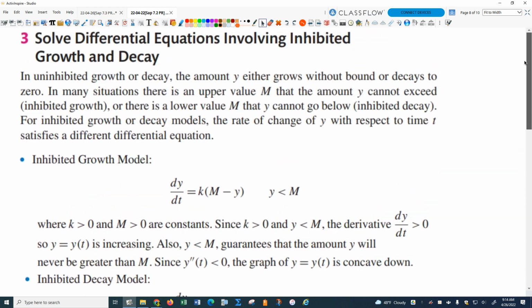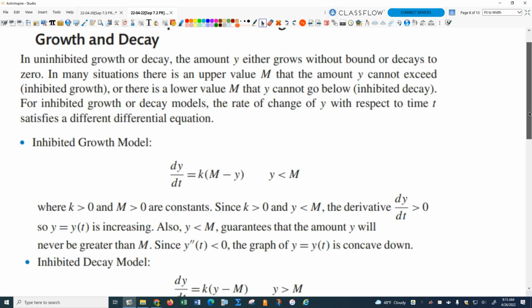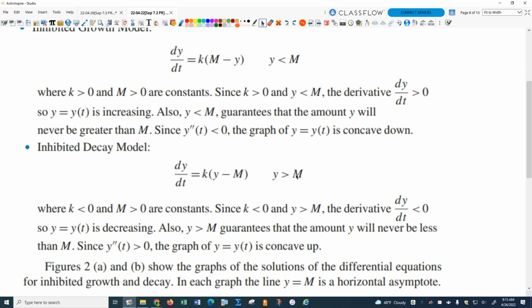Okay, here's the model we set up for inhibited decay. We're going to say that the rate of change of the quantity is proportional to the difference between the value of the quantity and some fixed value, right? So in this case, dy/dt equals k times the quantity (M minus y), where y is less than M, right? So y is going to increase, but it's always going to be less than M. That's the growth model. The decay model, now y is greater than M, k is going to be a negative constant, and y is going to shrink towards a minimum value of M.